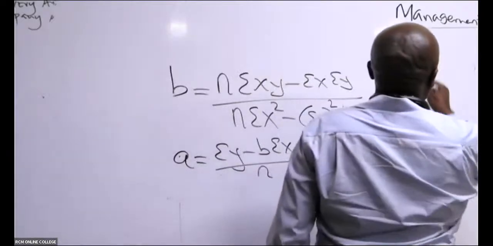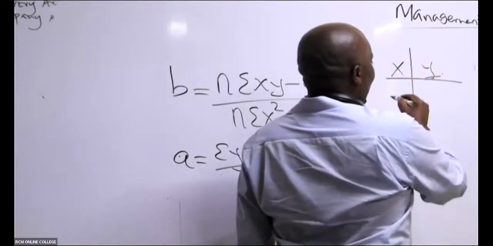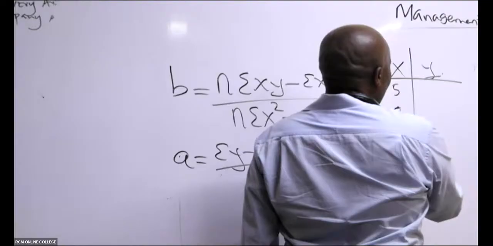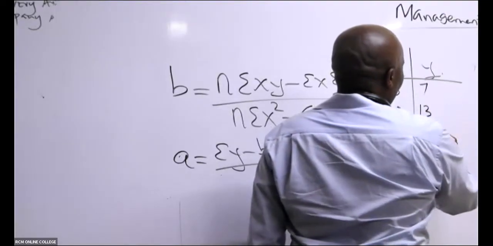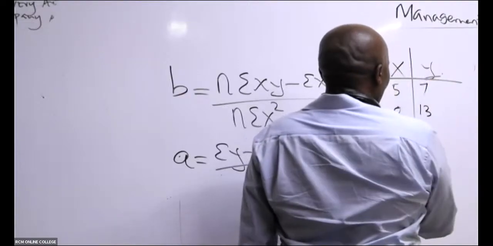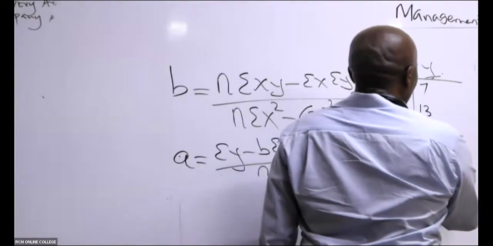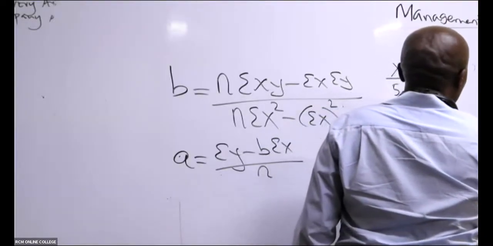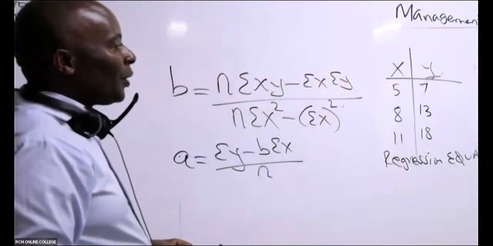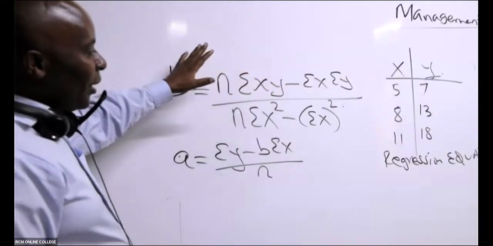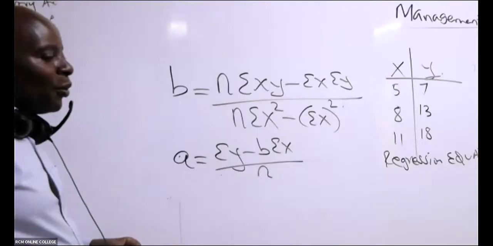So we have here x and y. So x in this case is 5, 8, 11. And then y in this case is 7, 13, 18. And then we are told to give a regression equation. So that's an illustration. I'll be able to explain what this n stands for.